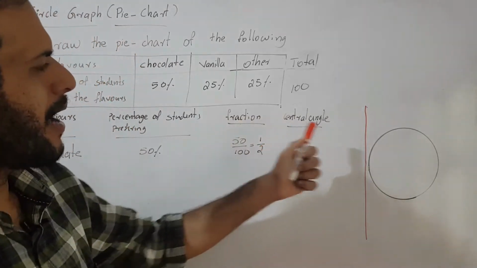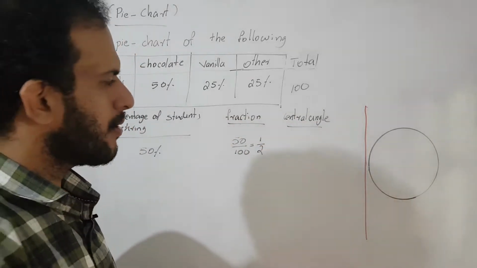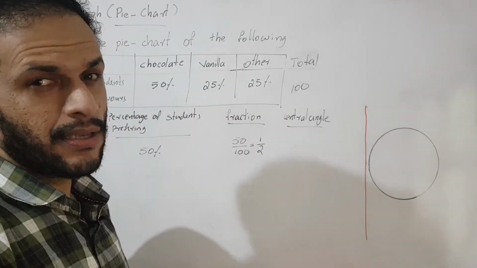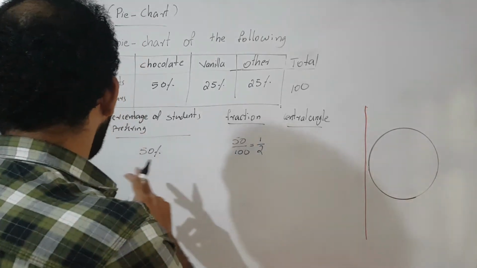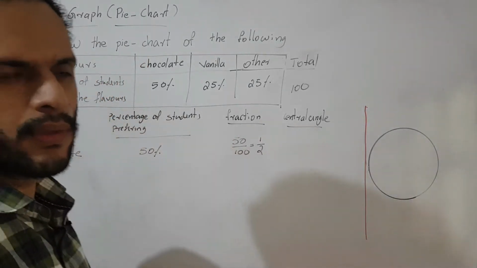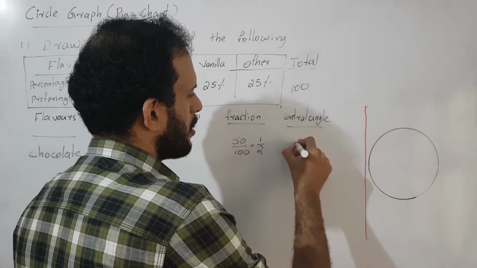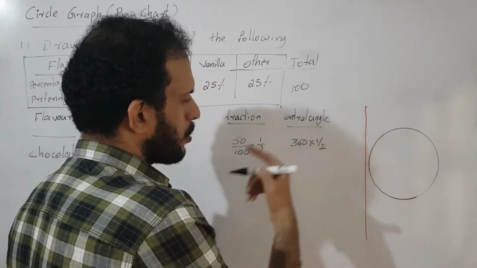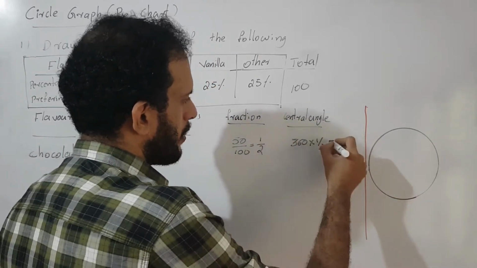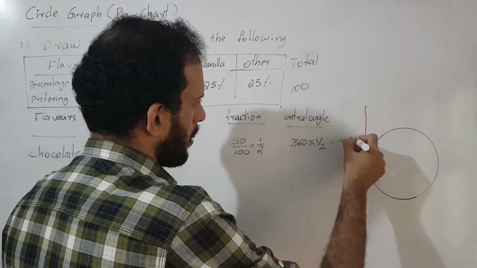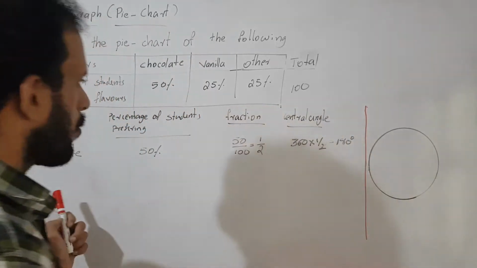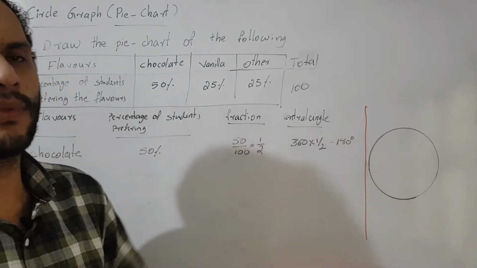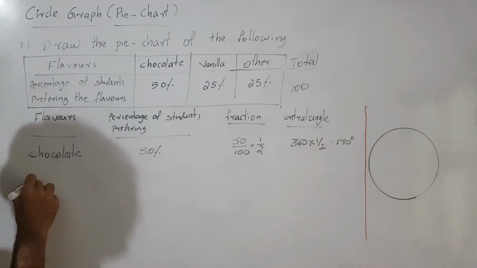Then the central angle of the circle, we know what it is, 360. Then 360 is divided according to the fraction, that is 1 by 2 of 360. What is the central angle of chocolate? 1 by 2 of 360 means 360 into 1 by 2. 360 is possible to divide by 2, then what we get is 180. The angle is 180. So how much part do we need to give the chocolate? 180 degrees.